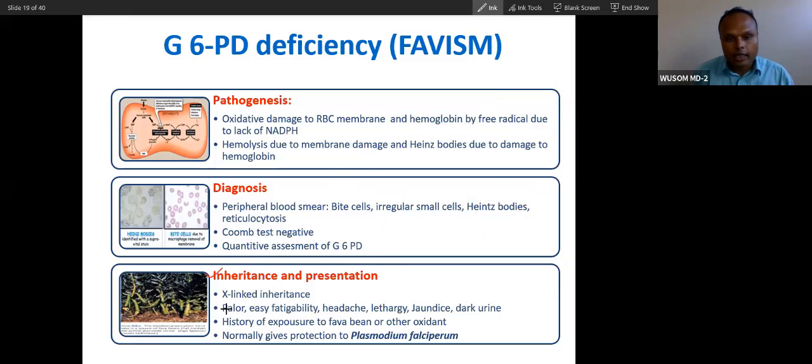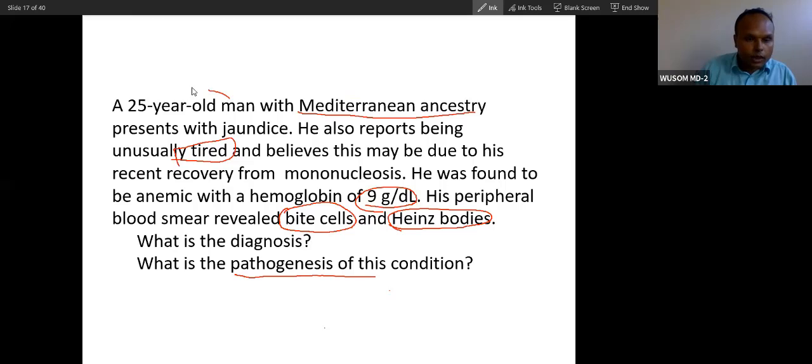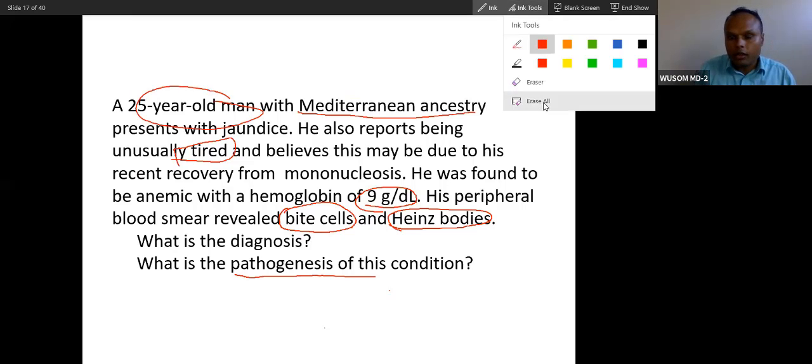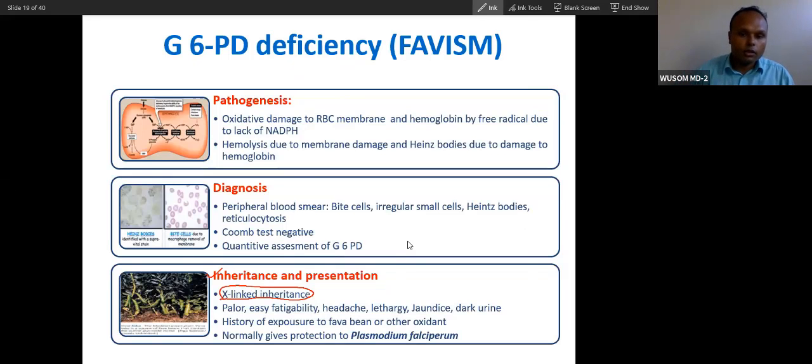And what is the inheritance? It is a very famous inheritance, X-linked inheritance. That is why man is affected more than woman. G6PD deficiency happens more in man. And these are the presentations of anemia: pallor, fatigability, easy fatigue, headache, lethargy. Fatigability and lethargy are presentations of lack of RBC, and thus lack of oxygen.